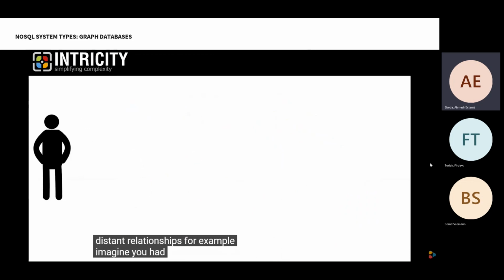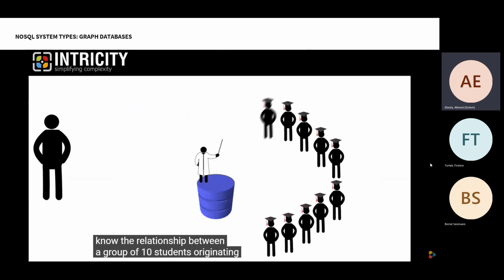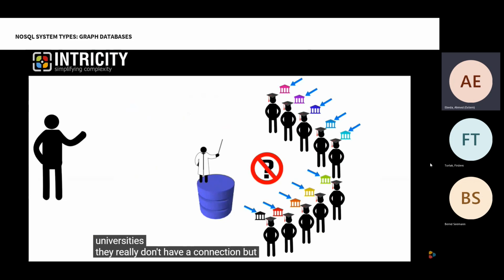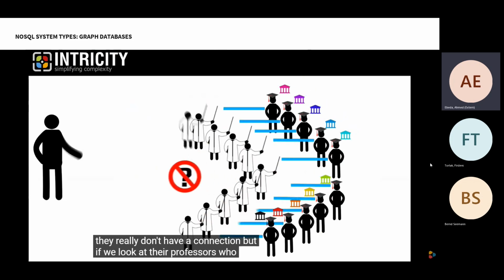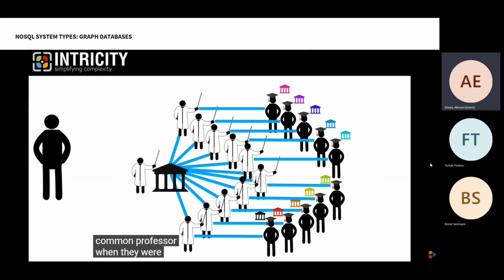For example, imagine you had all the university professor and student data ever gathered. Then imagine you wanted to know the relationship between a group of 10 students originating from completely different universities. Well, at first glance, you'd think since the students didn't go to the same universities, you really don't have a connection. But if we look at their professors, who all attended universities themselves, we can discover that they all shared a common professor when they were students.